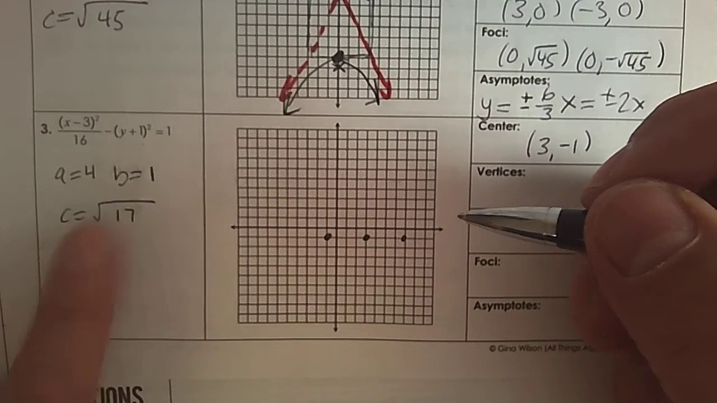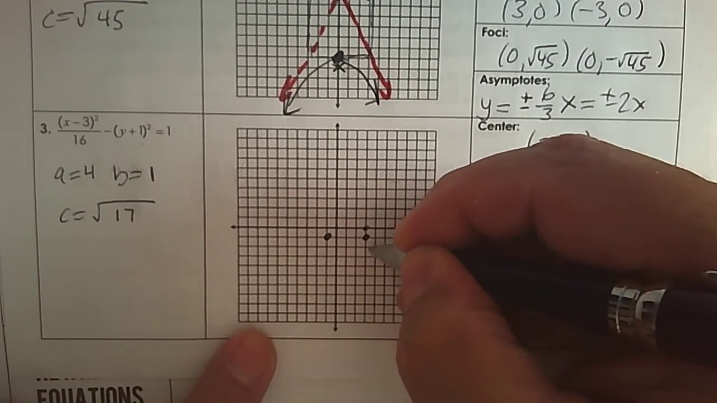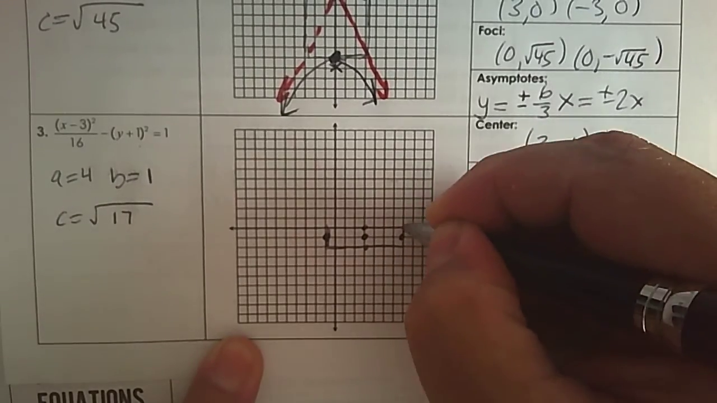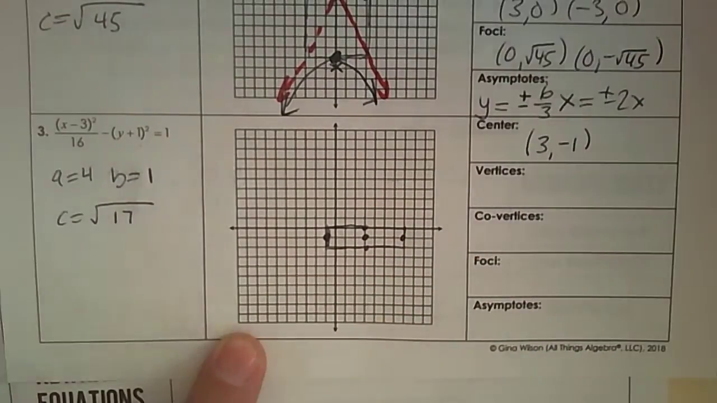And the other side of your rectangle is 1, so 1 up and 1 down. So it's a 2 by 8. Draw that rectangle. This is going to guide your asymptotes.